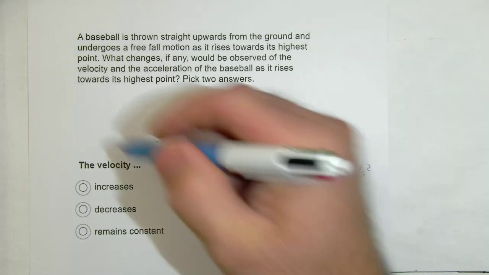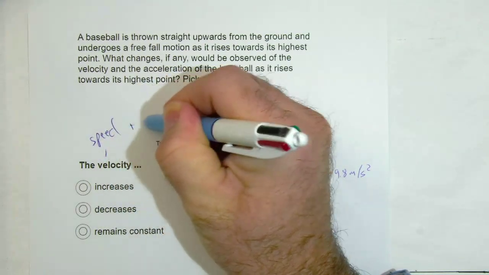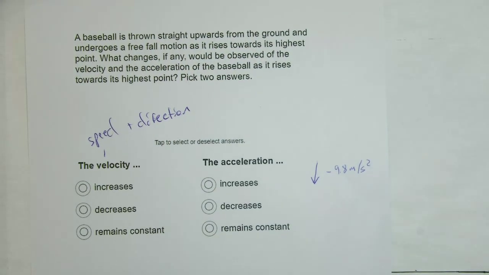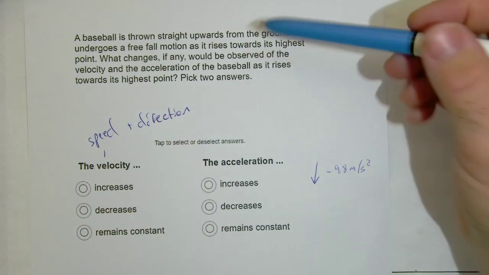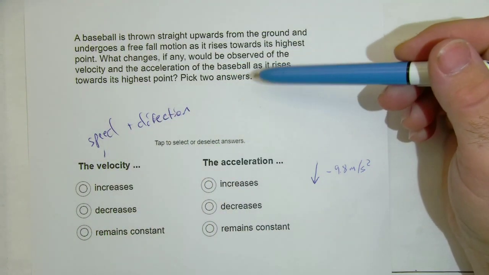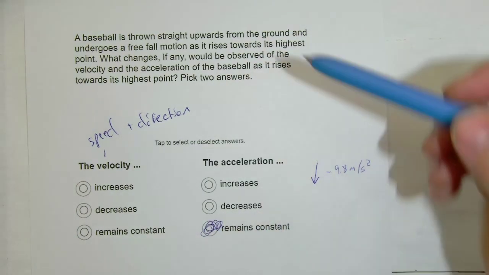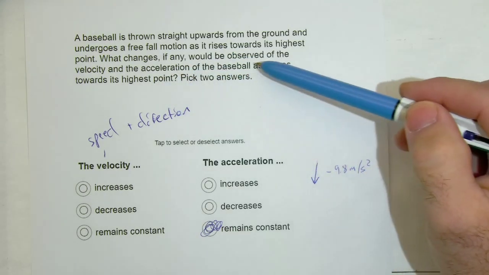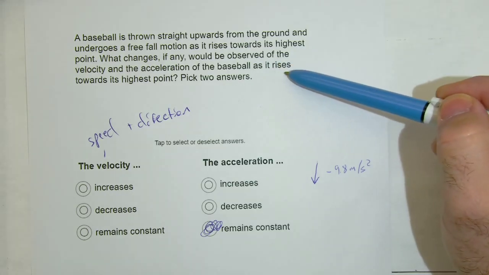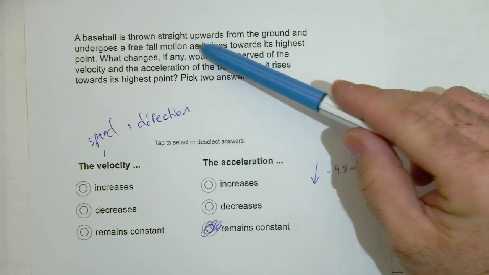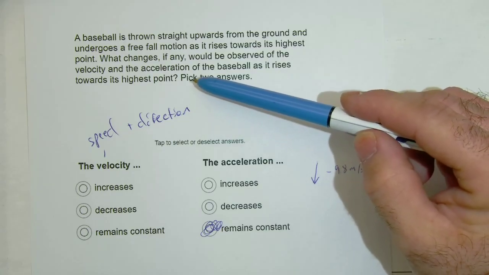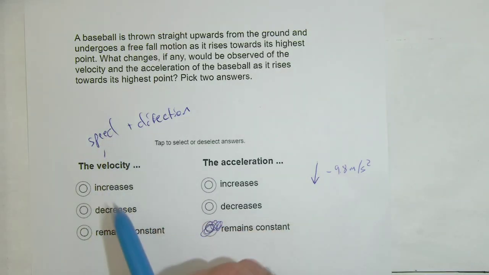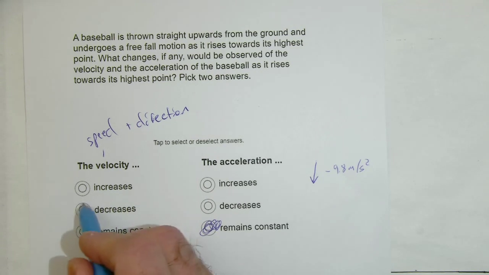Sometimes it's useful to input the word speed and then direction, when we think about velocity, because velocity is speed and direction. So sometimes if you're reading the story of this and explaining what's happening, so obviously that would remain constant there. So if we read this, what changes in the velocity as it rises towards its highest point? Well, hopefully you could think through if the baseball's rising towards its highest point, if it's being thrown straight up, hopefully you would have a sense that it's slowing down. And so in this case, the speed would be decreasing, and so we could say the velocity would be decreasing.